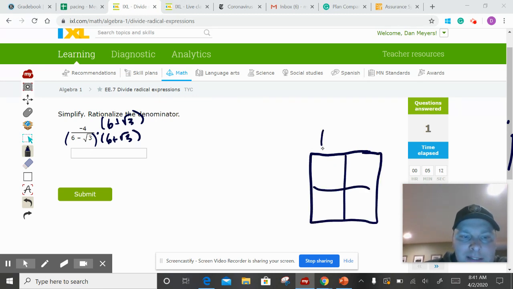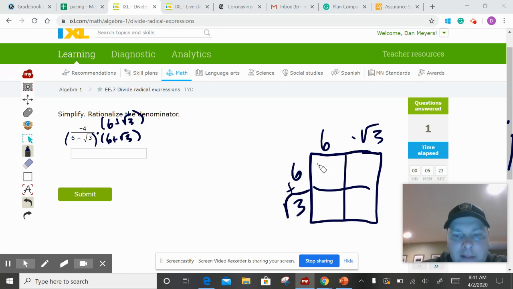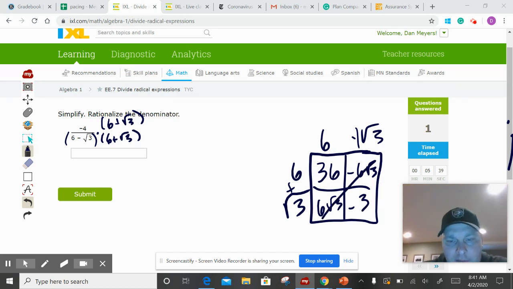So we don't have to do this every time. We have 6 minus root 3. And if you want to put a negative 1 in front of that, that's fine. Sometimes I do that just to keep it a little bit cleaner here. And 6 plus root 3. So we got 6 times 6, 36. We have negative 6 root 3 in this corner. We have positive 6 root 3 in this corner. And here, root 3 times root 3. Actually, that's negative root 3, right? So that makes negative 3. And those two corners add up to 0. So we just have 36 minus 3, which is 33 in the denominator.